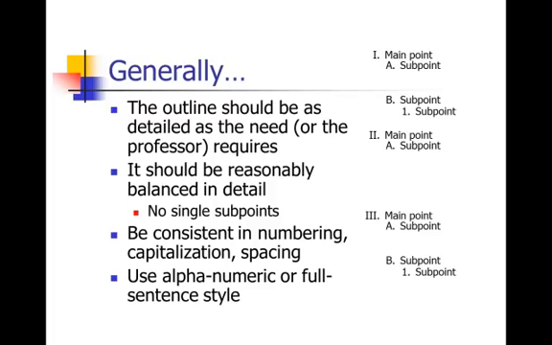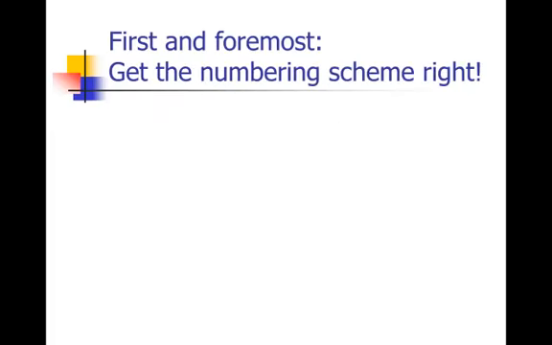And then we'll talk about this in a little bit more detail later. Use alphanumeric or full sentence style. Try to be consistent throughout your outline. And of course, please proofread. Most people have difficulty determining when to use Roman numerals, when to use A's and B's, and the like. This slide should help you get this perfect.